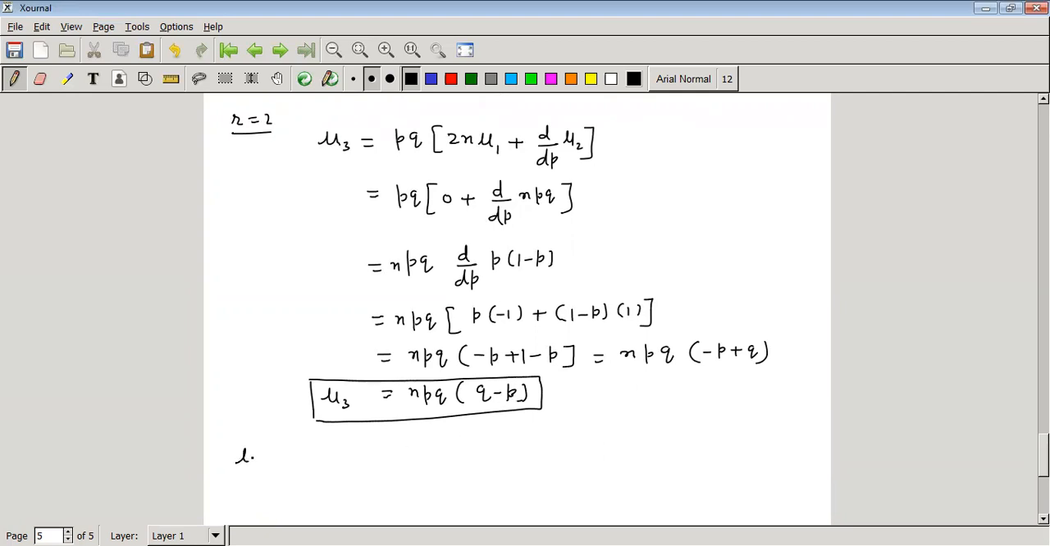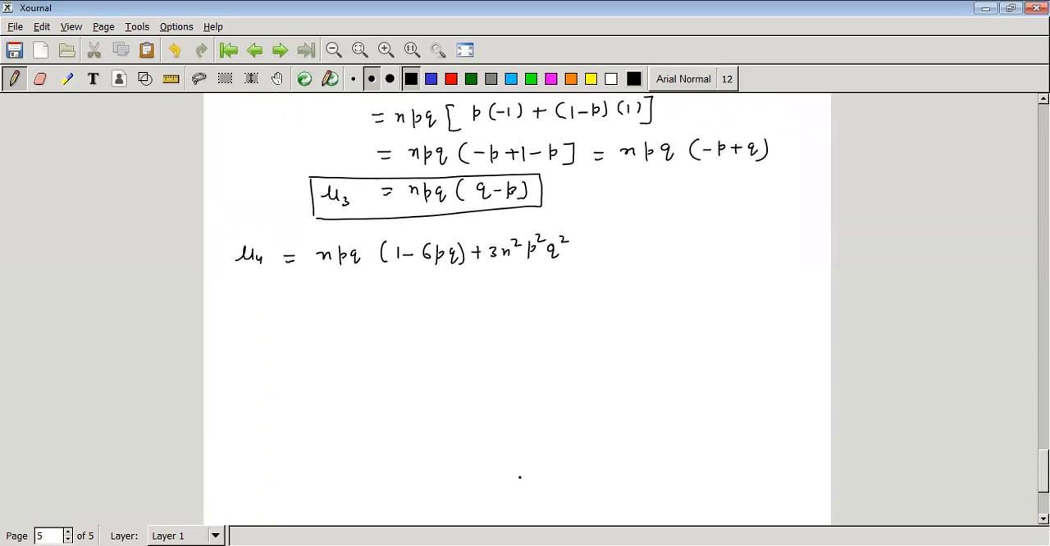Now similarly we can find mu 4, and after calculating, you put r equal to 3, you get mu 4 equal to npq into 1 minus 6pq plus 3n square p square q square. So in this way you can find mu 1, mu 2, mu 3 and mu 4.